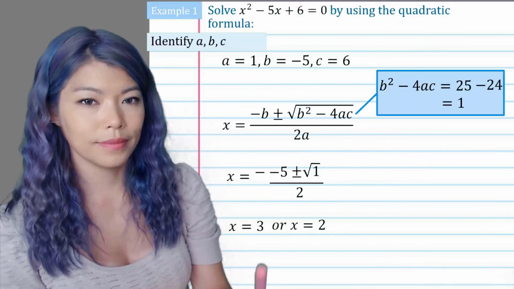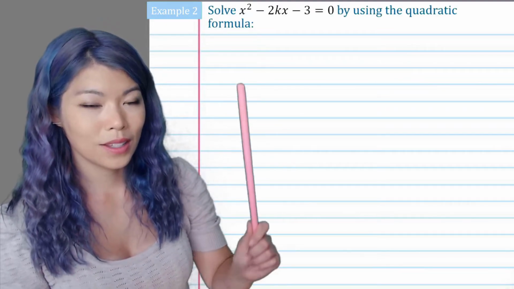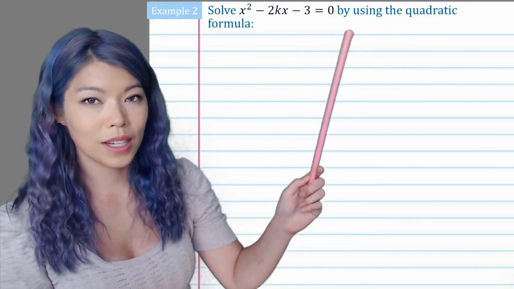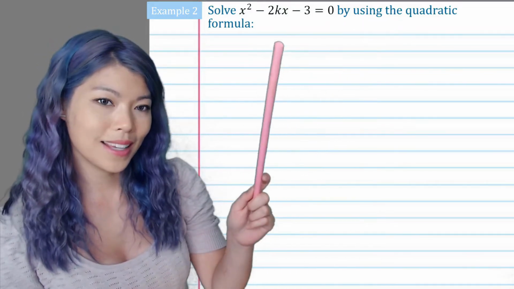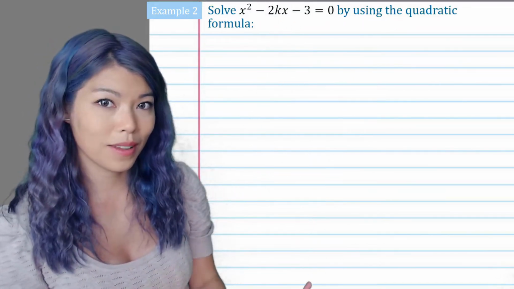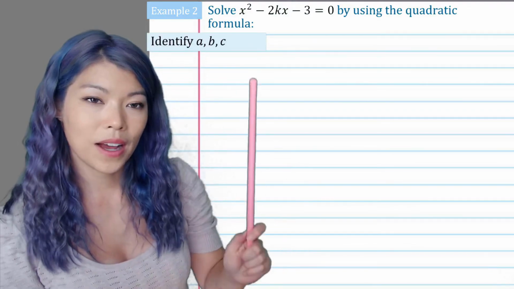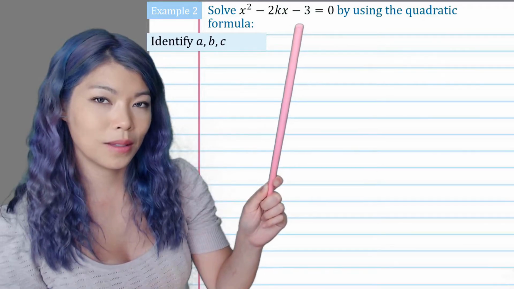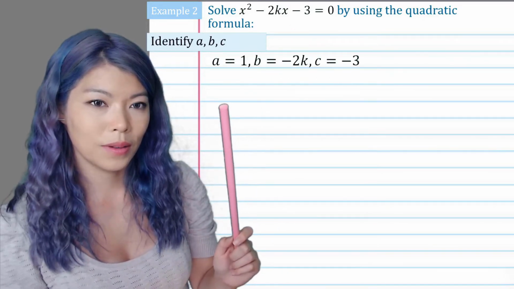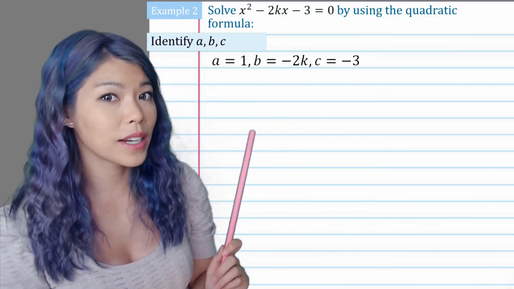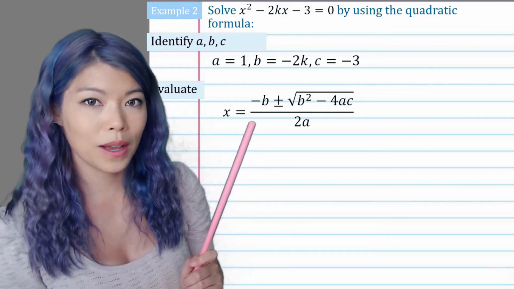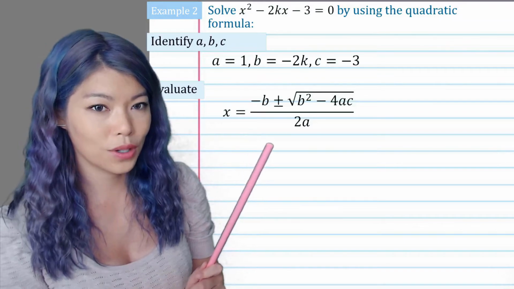Example 2. Solve x squared minus 2kx minus 3 equals 0 by using the quadratic formula. So you can see why it's useful with this 2k over there. So let's find a, b, c. a is 1, b is minus 2k, and c is minus 3. Now plugging it in the formula, what was it again? Minus b plus or minus square root of b squared minus 4ac over 2a.